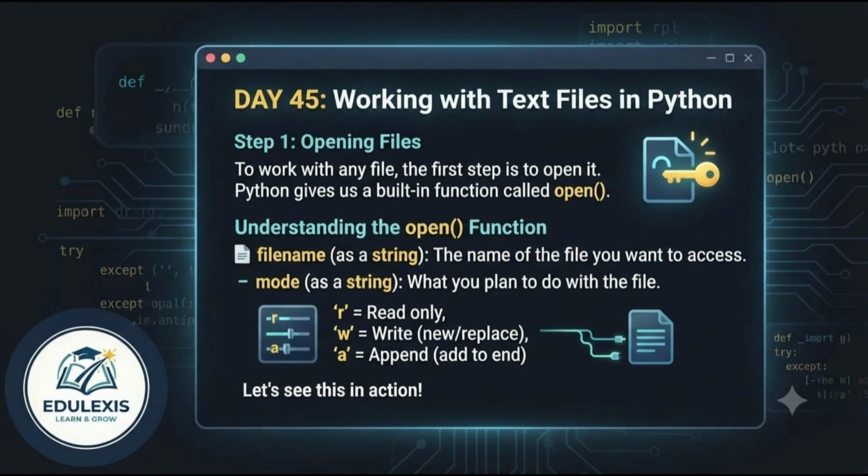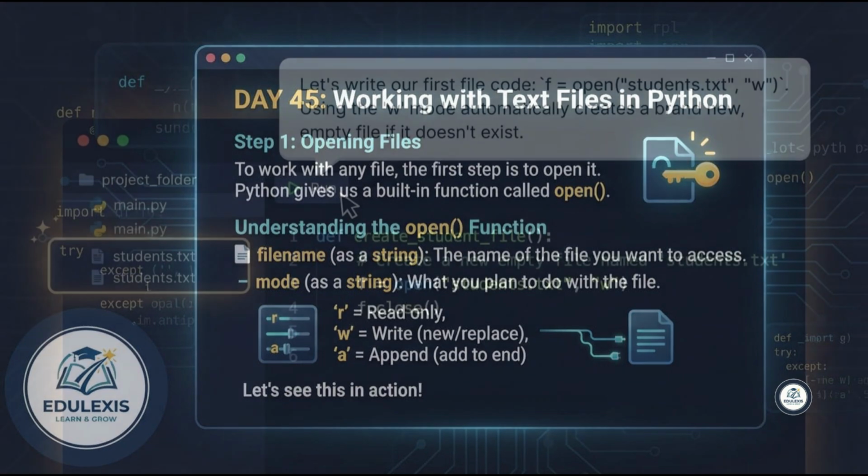To work with any file in Python, the very first step is to open it. Python gives us a built-in function called open. The open function takes two main arguments inside its parentheses. First, we provide the name of the file as a text string. Second, we choose a mode string. The mode tells Python exactly what we plan to do with the file. We use r when we only want to read data from an existing file. We use w when we want to write new data or replace old data. And we use a to append, which means adding new data to the very end of the file without deleting anything. Let's see this in action.